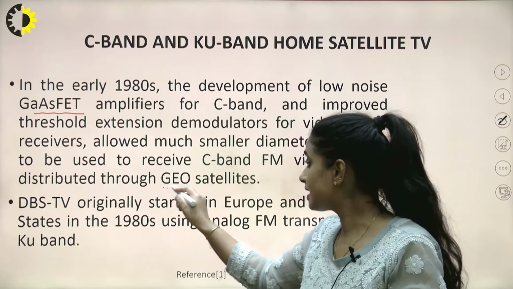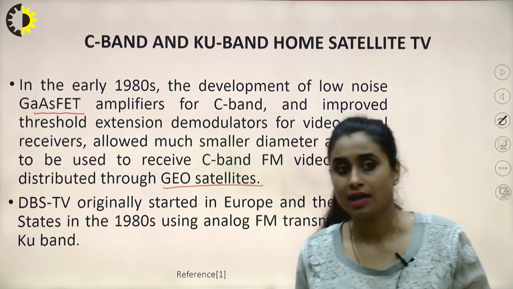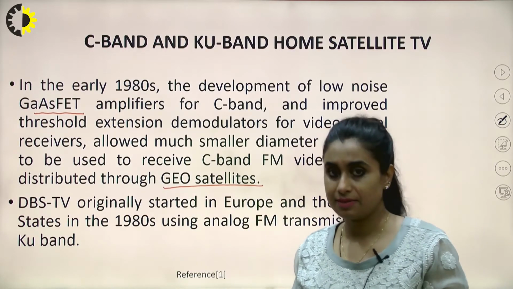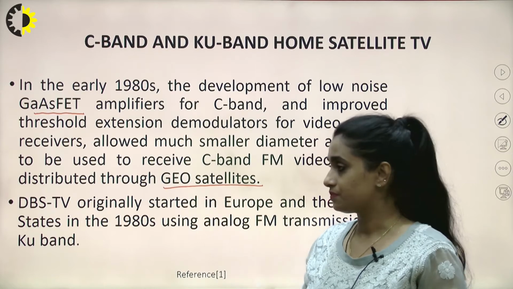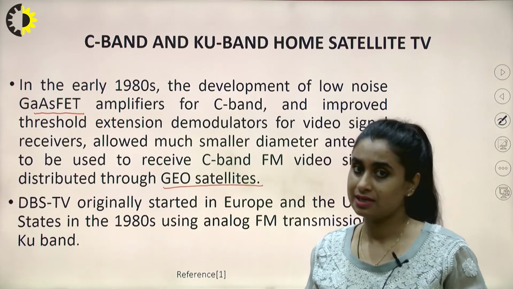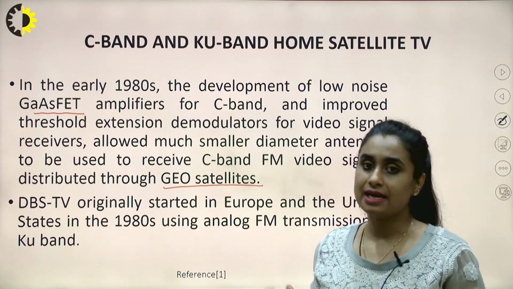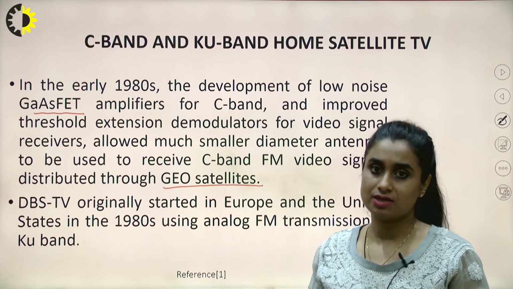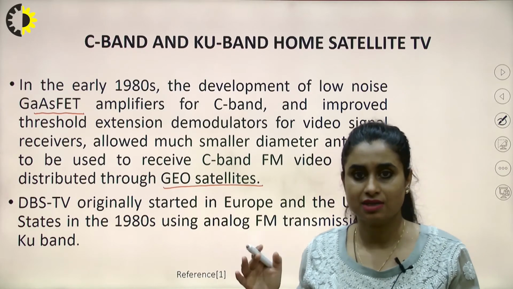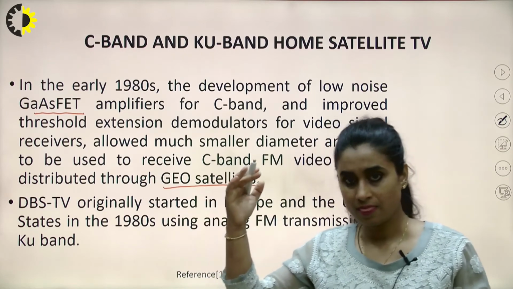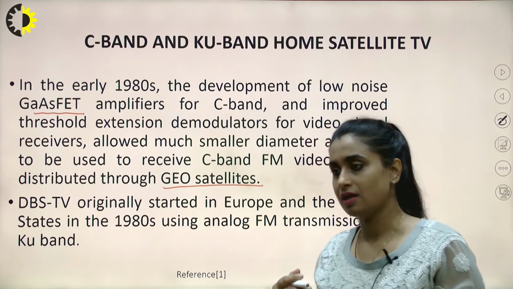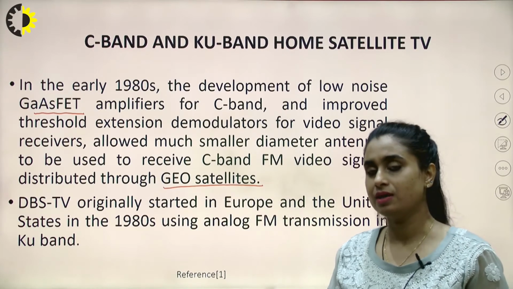And what kind of satellites are used for our TV communication? That is, for DBS-TV, geostationary satellites, which are placed at approximately 36,000 kilometers, that is 35,786 kilometers altitude, this much height from Earth's surface.